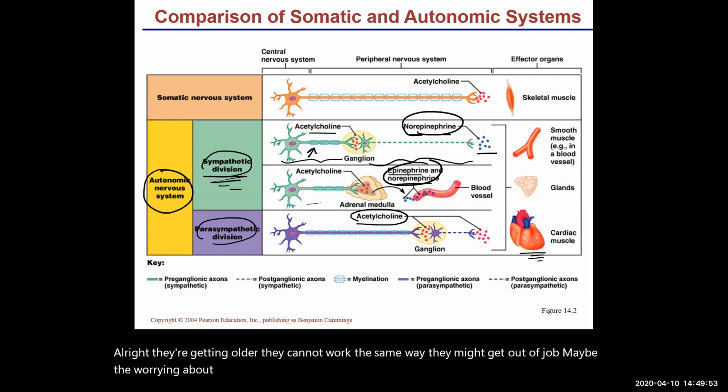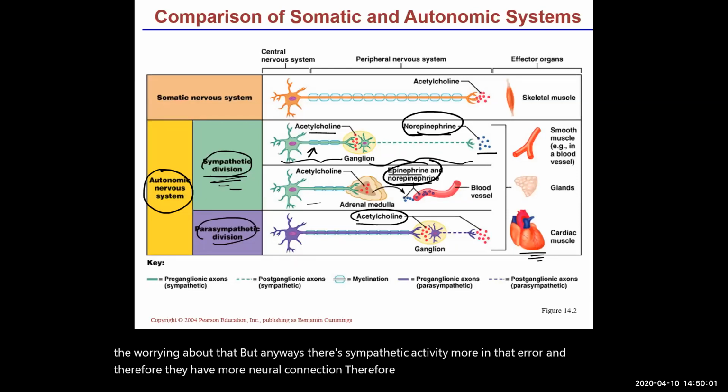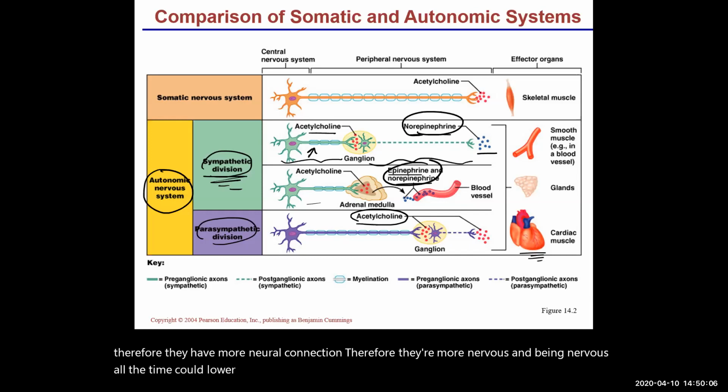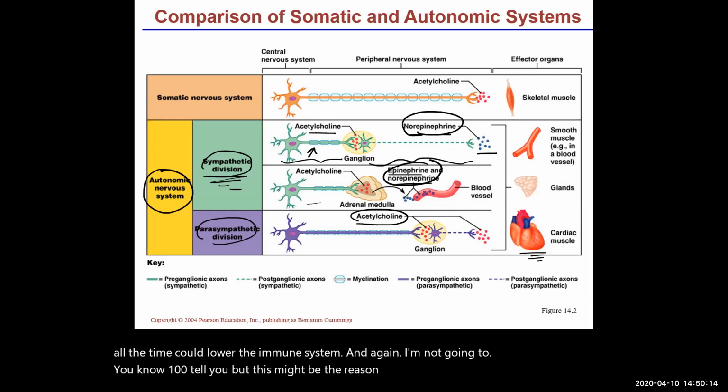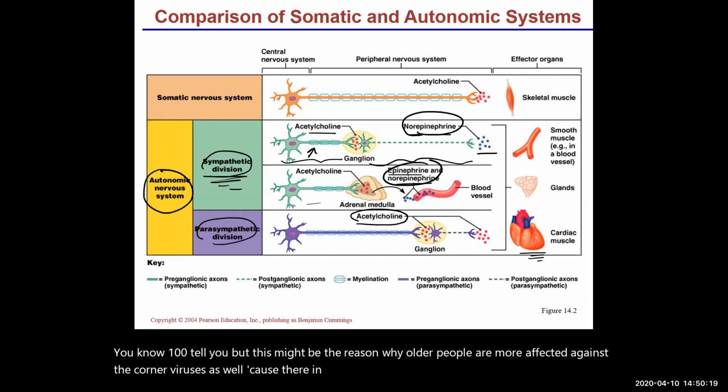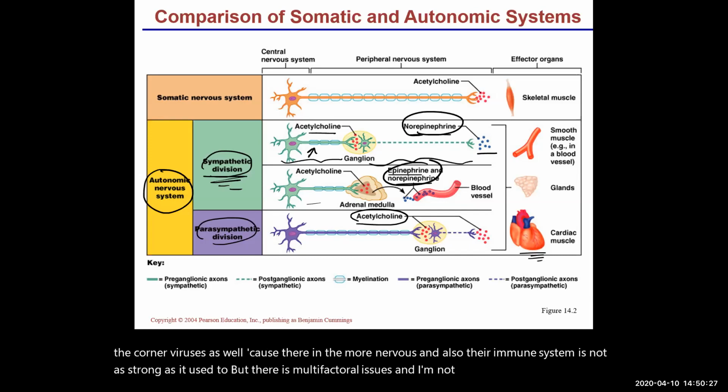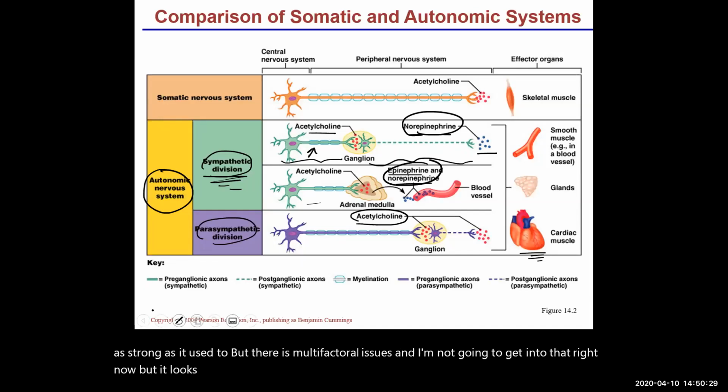But anyways, there's more sympathetic activity in that era. And therefore, they have more norepinephrine. Therefore, they're more nervous. And being nervous all the time could lower their immune system. And again, I'm not going to 100% tell you, but this might be the reason why older people are more affected by the coronaviruses as well, because they're more nervous, and also their immune system is not as strong as it used to be. But there are multifactorial issues, and I'm not going to get into that right now, but it looks like we are done with this chapter.